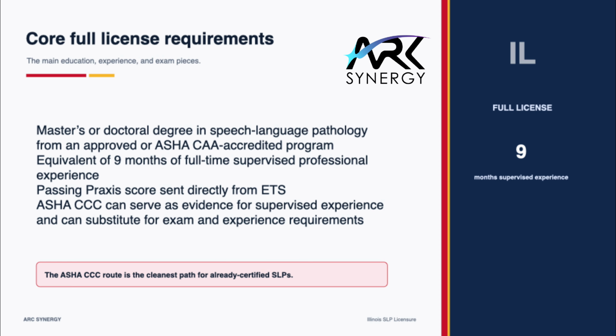Illinois requires a master's or doctoral degree in speech-language pathology from a program approved by the division or accredited by ASHA's Council on Academic Accreditation. If your program was CAA accredited, you'll meet the Illinois requirements automatically. Programs completed before 2008 may qualify if ASHA certifies that you have met the academic and clinical requirements for the Certificate of Clinical Competence, so for your CCCs. So if you have your CCCs, that requirement will be automatically applied.